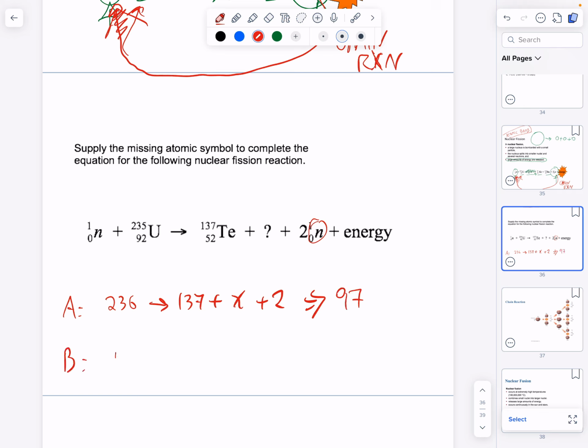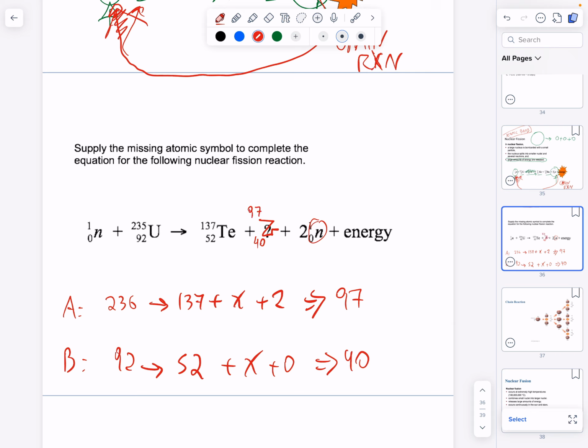Now b, this is going to be 92 and 52 plus x, because we don't know, but the other is 0. So 0 times 2 is still 0. Let me put the 0 here so you don't believe I forgot that. So 92 minus 52 is 40. That means this one here is 40, and let me see who is 40. Zirconium. And in the top, 97.